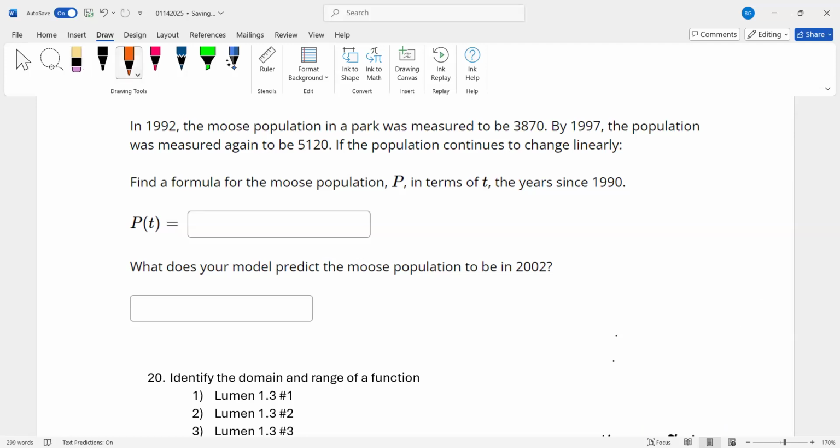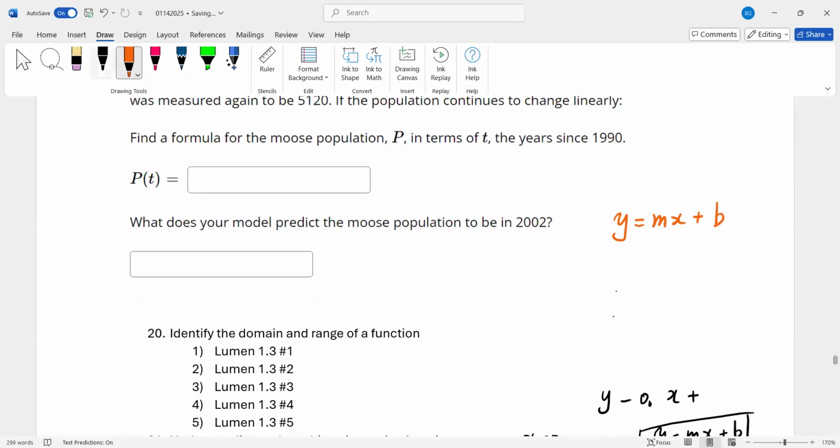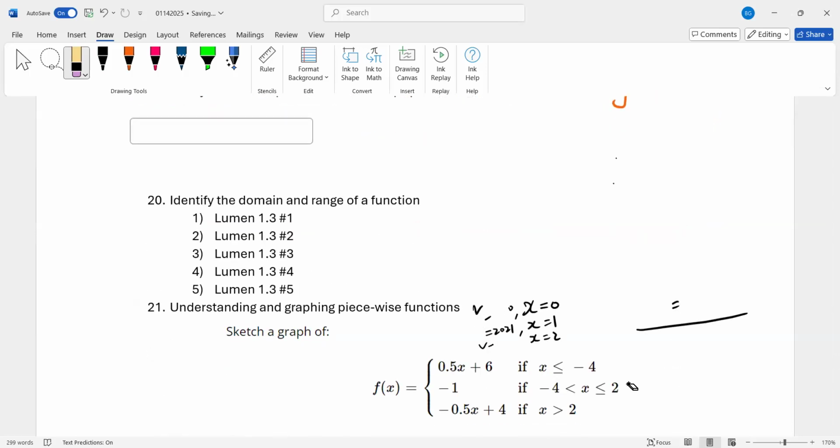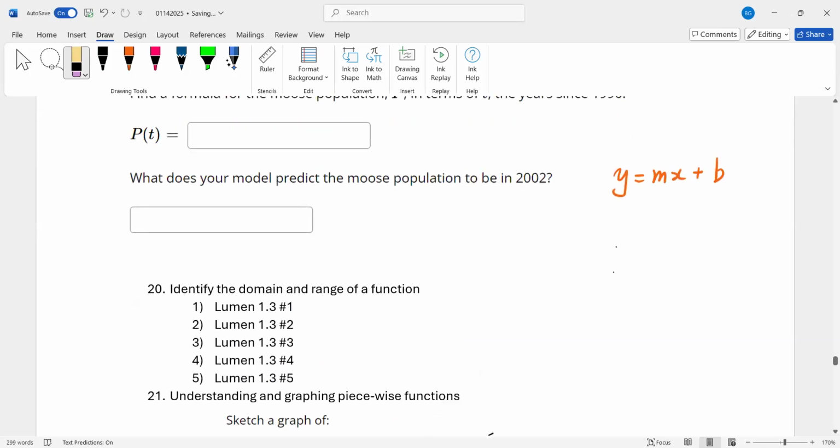And I also can write it down what I said earlier. y equals mx plus b. When we use this formula to model a real-world situation which has a linear trend, m here is the rate of change.